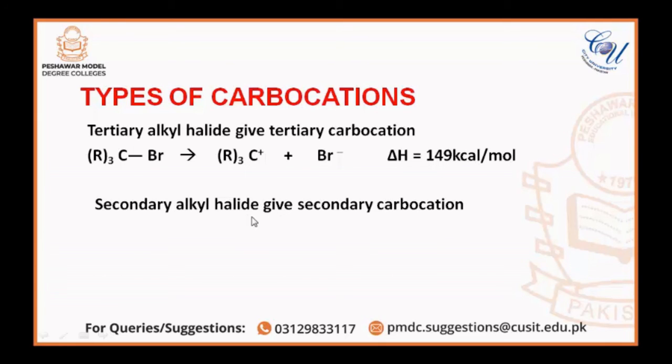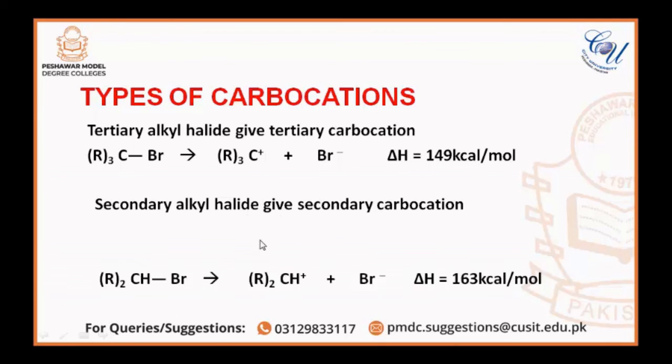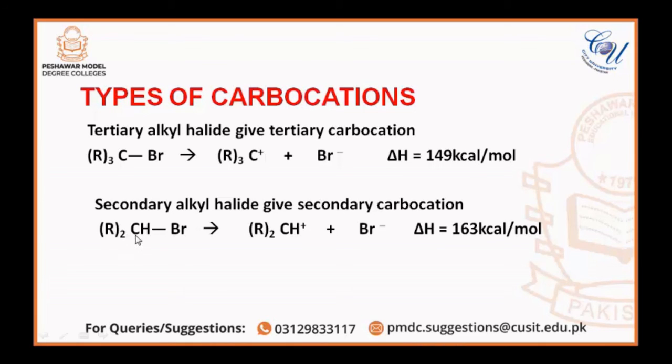Secondary alkyl halide gives secondary carbocation. Secondary alkyl halide is R2CH with Br, where the carbon holding Br has two alkyl groups. Two carbon atoms are attached to that carbon, so we call it secondary alkyl halide, and it gives us secondary carbocation, that is R2CH positive, and the halogen is replaced as a negative ion.